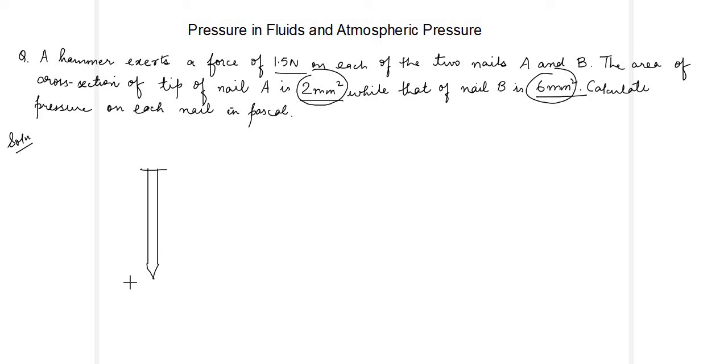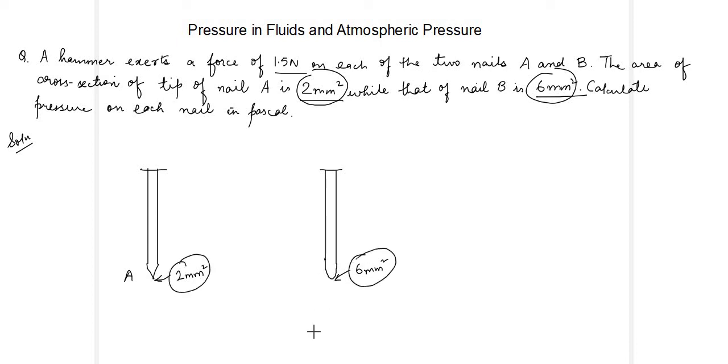That means nail A, suppose this is nail A, it is a pointed nail because the area of the tip is 2 mm square. On the other hand, if I draw the other nail, the nail B, it is probably looking like this, which is blunt, you see, and comparatively it is having a more area of contact. So this is 6 mm square. So this is the area of the first nail and this is the area of cross section of the second nail. But on both of these nails, the same force is being applied, 1.5 Newton, and here also 1.5 Newton.